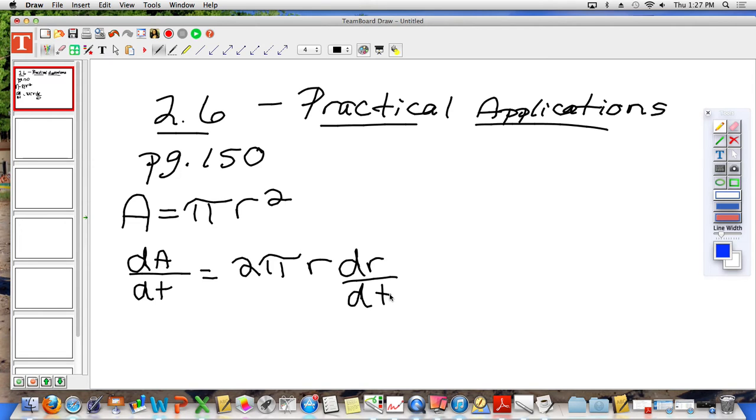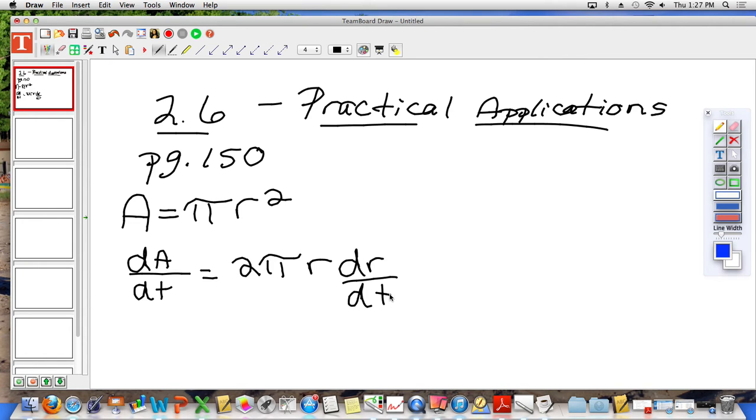Wait, I have a question. Why is it dt? Because we're applying this to time. We're figuring out how quickly the area is changing in comparison to time. How quickly is the radius changing in comparison to time, all right?